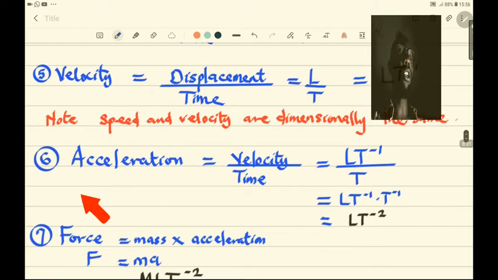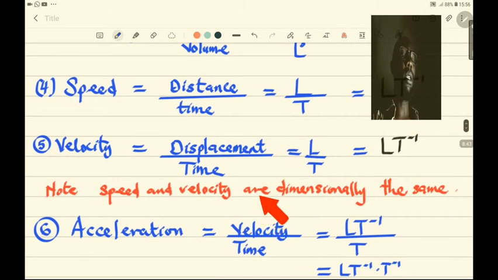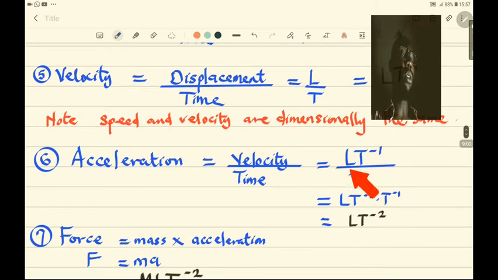Now the next one is acceleration. What is the formula for acceleration? The formula for calculating acceleration is velocity over time. And we know what the dimension for velocity is, LT minus 1. So we place LT to the power of minus 1 in the position of velocity, divided by time, which is T. Now you take everything to indices form. When this T goes up, it will turn to T minus 1 again. So initially we have LT minus 1 multiplied by T raised to the power of minus 1, because this one is going up. So you now have LT minus 1 minus 1, that is minus 2. So the dimension for acceleration is LT minus 2.